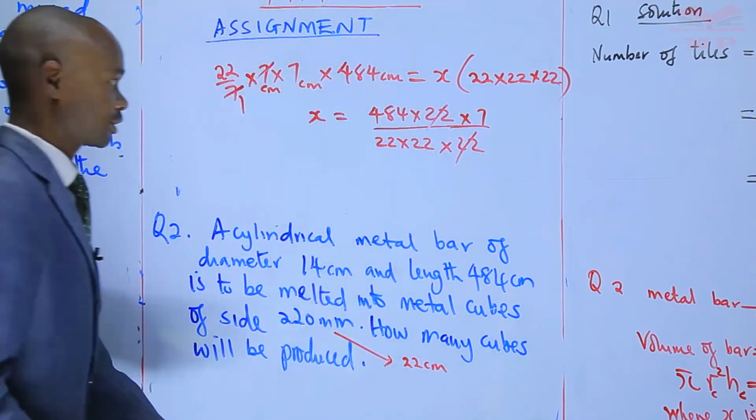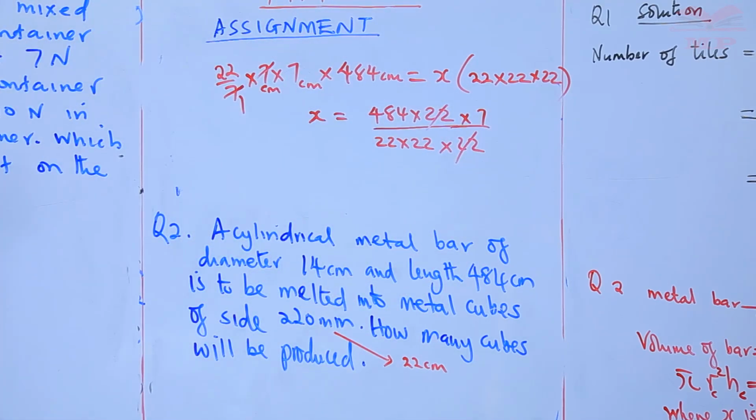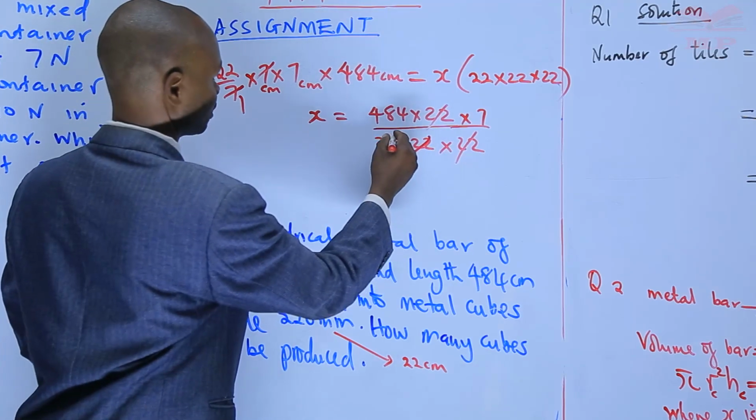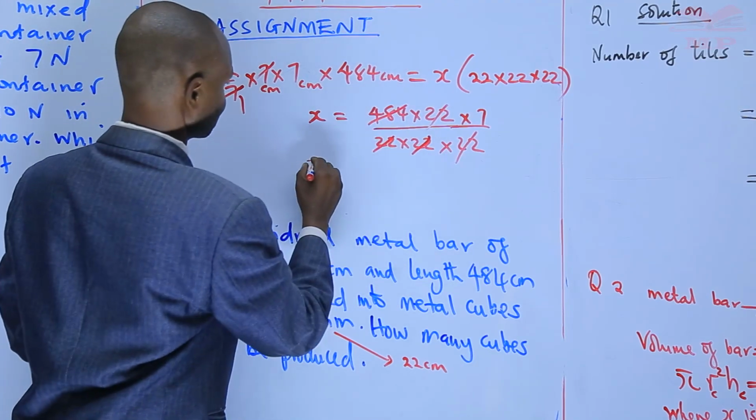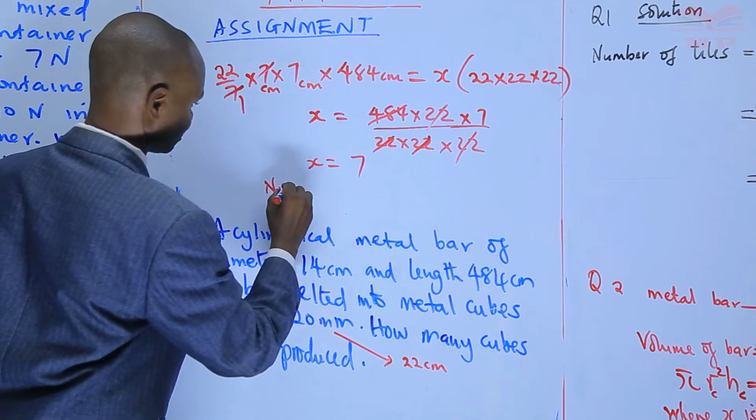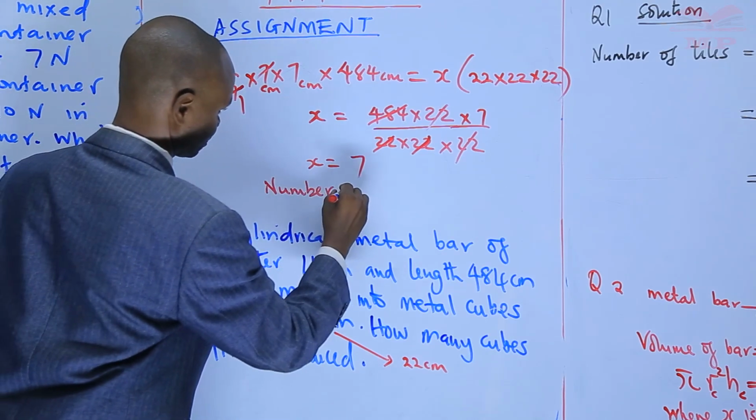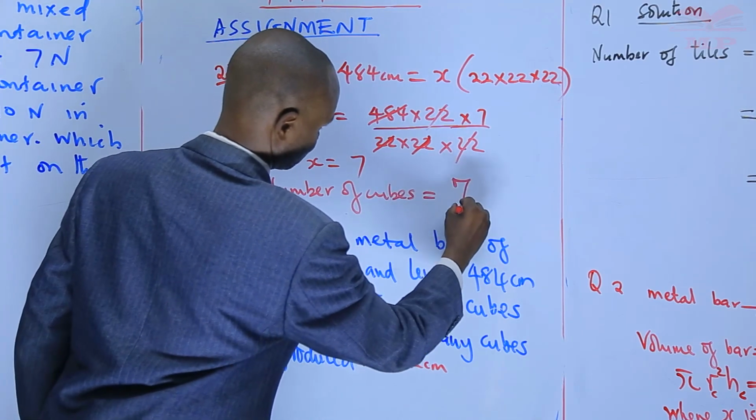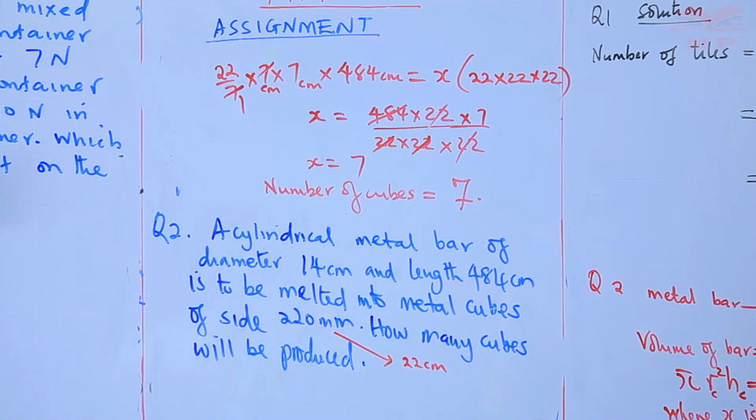22 will cancel with 22. We find 22 times 22 gives 484. So both of these cancel. So X is 7. So number of cubes is equal to 7. That will give you that answer. We are moved to the next question.